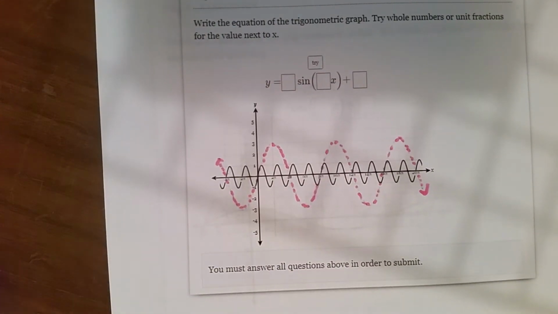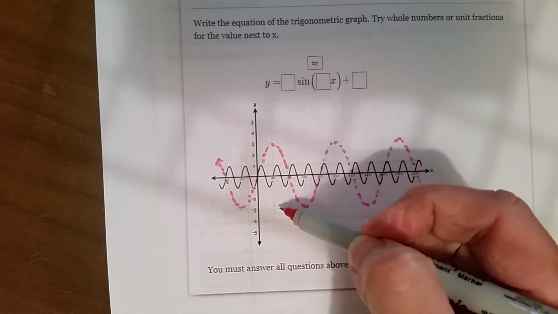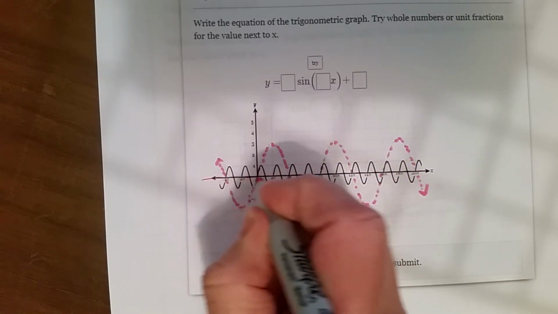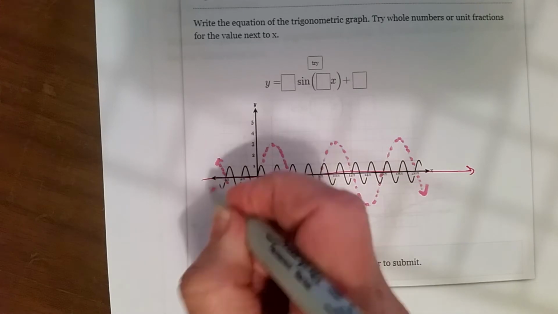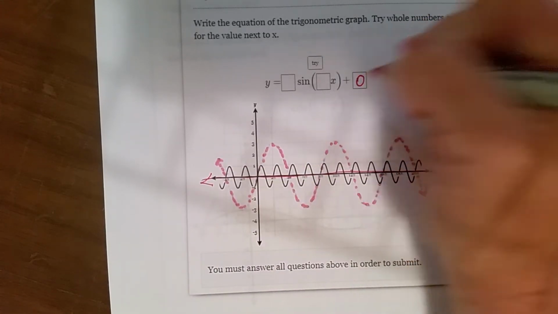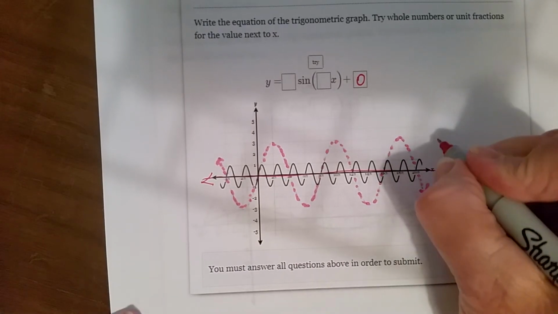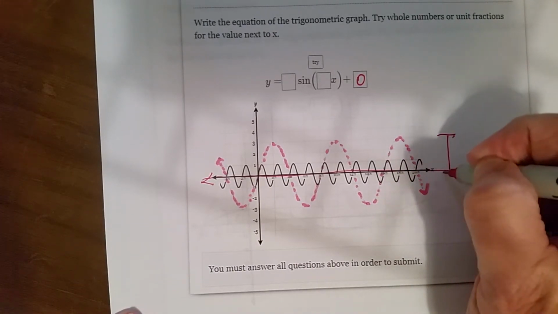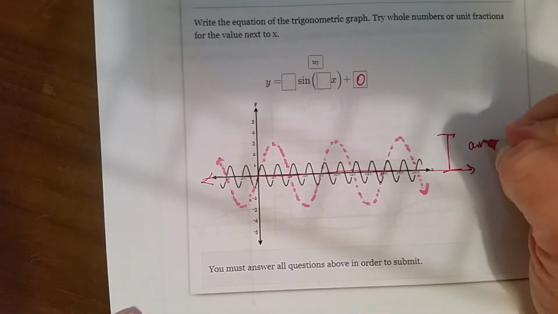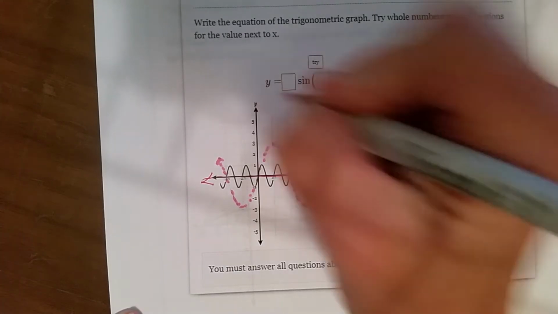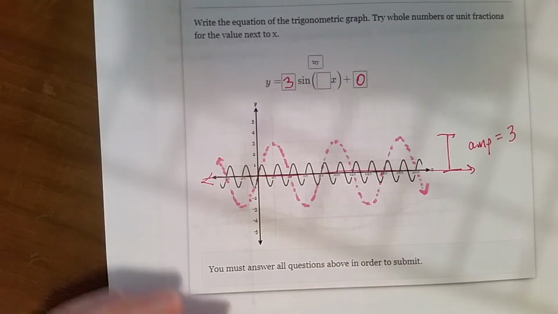Okay, again, we've got a sine curve. Now my midline is going to be, let's see, I'm going from 3 to negative 3. Oh, well, my midline then is just going to be right here at 0. So we have a midline of 0. We have an amp then from here to here. So we have an amp of 3. So 3 goes right here.